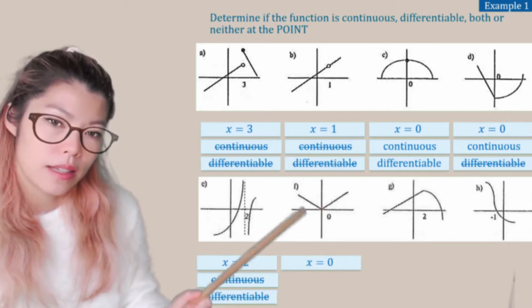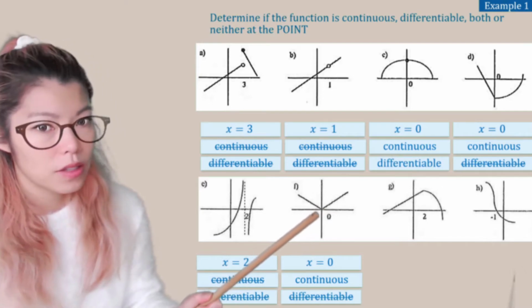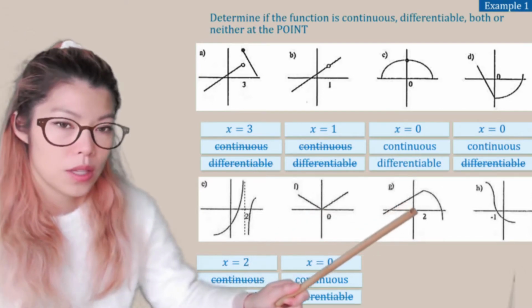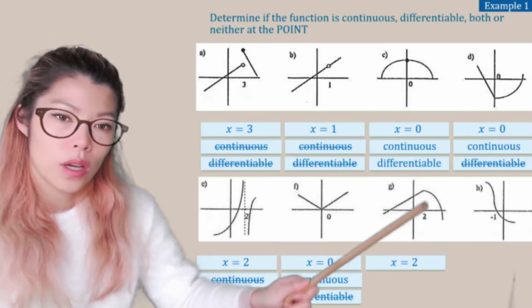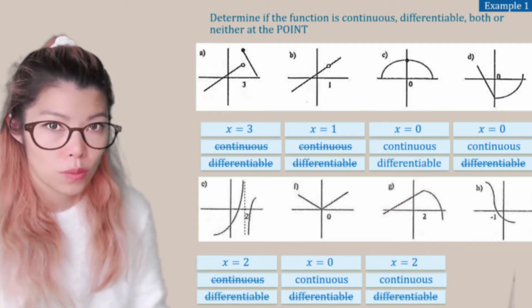What about this one? So again, yes, continuous at x equals 0, but not differentiable because it's not smooth. What about this one? At x equals 2. Yes, it is continuous, but it's not differentiable because it's not smooth.